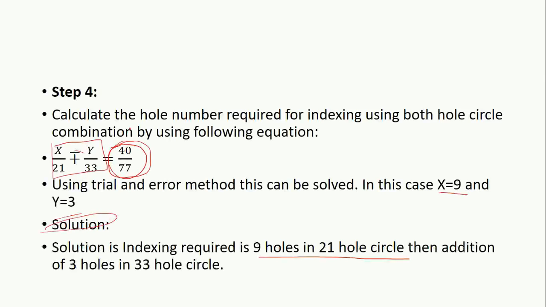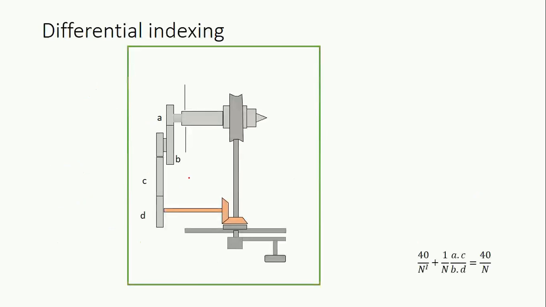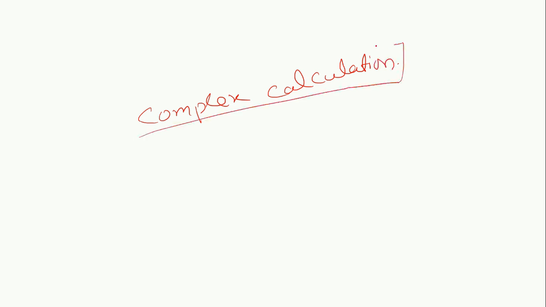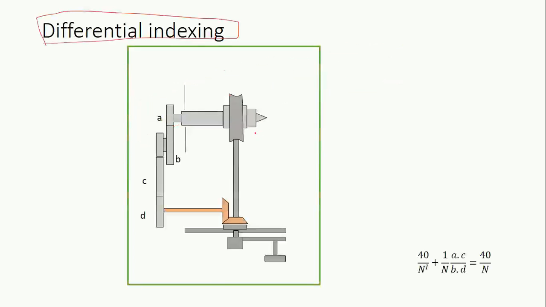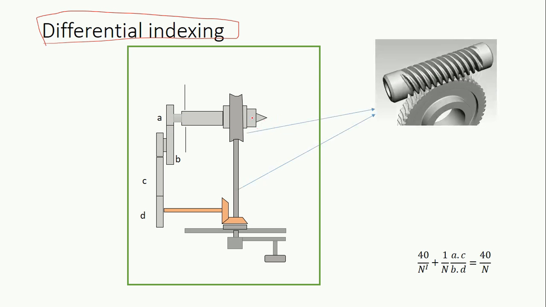I am not solving this one because it is a little bit complex, and I advise you also to avoid this type of problem. For making the simplification, we have differential indexing. This is a very easy method because the earlier case, compound indexing, involves very complex calculation, and if some error happens, your workpiece will be wasted. So here we are going to use differential indexing.